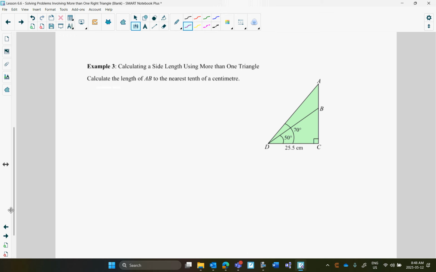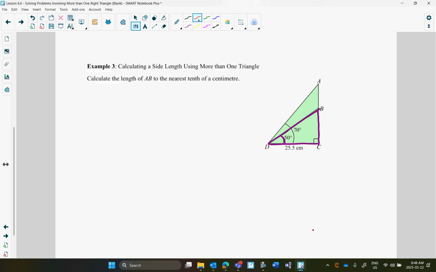Those ones, the two right triangles shared a side. Here's one where you've got one of the right triangles inside the other. We've actually got two right triangles here. We've got this one, where this side is 25.5, and this angle here is 50 degrees.